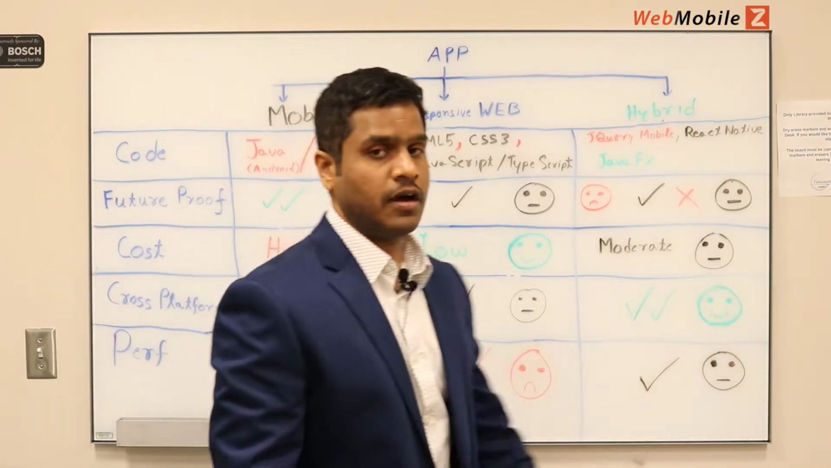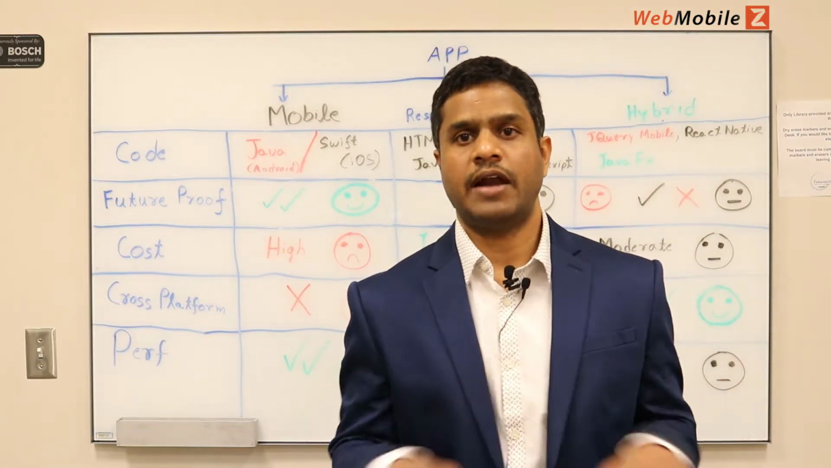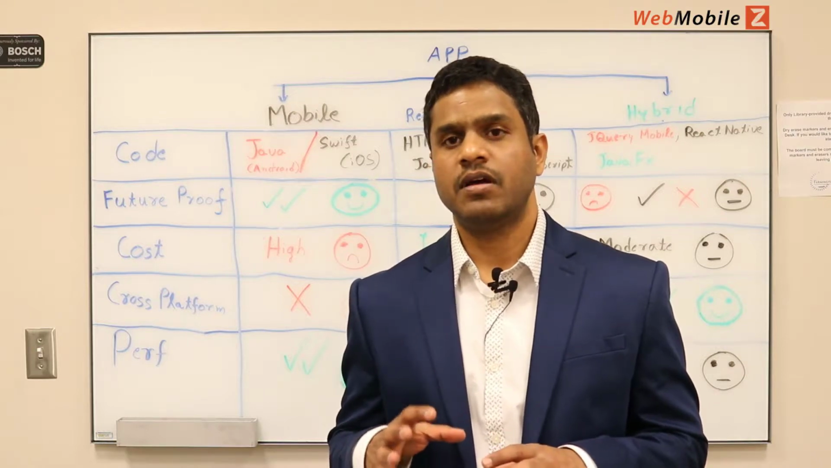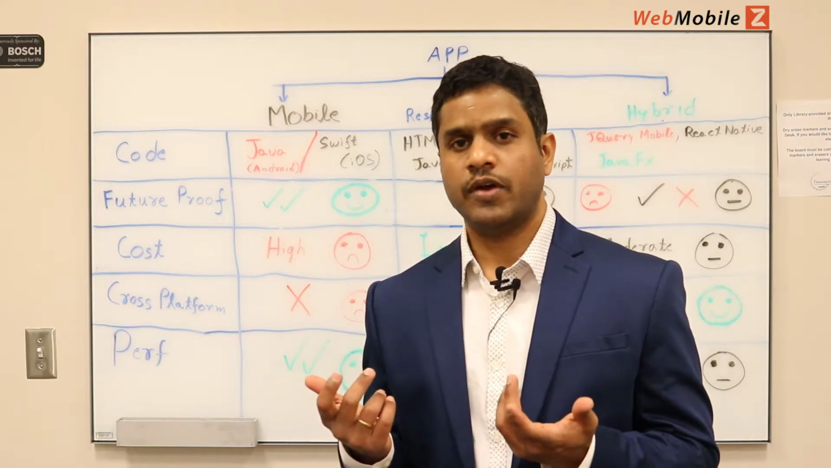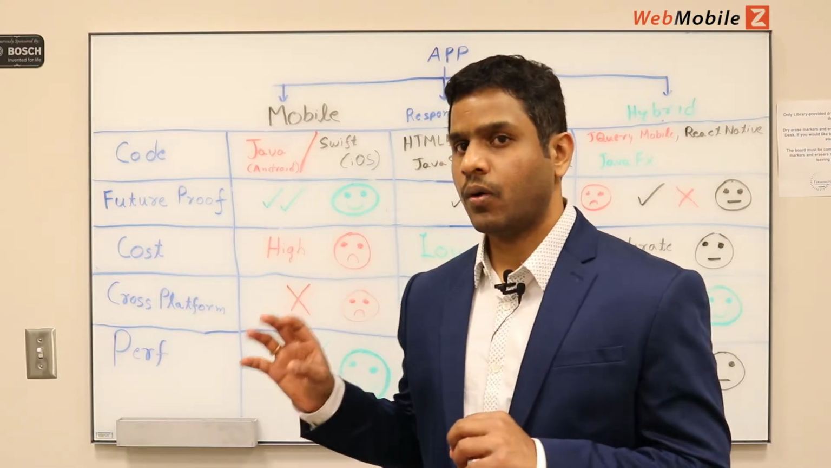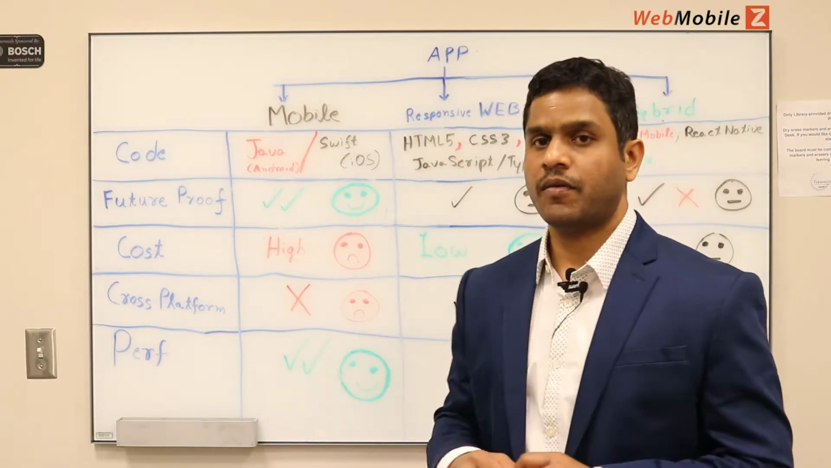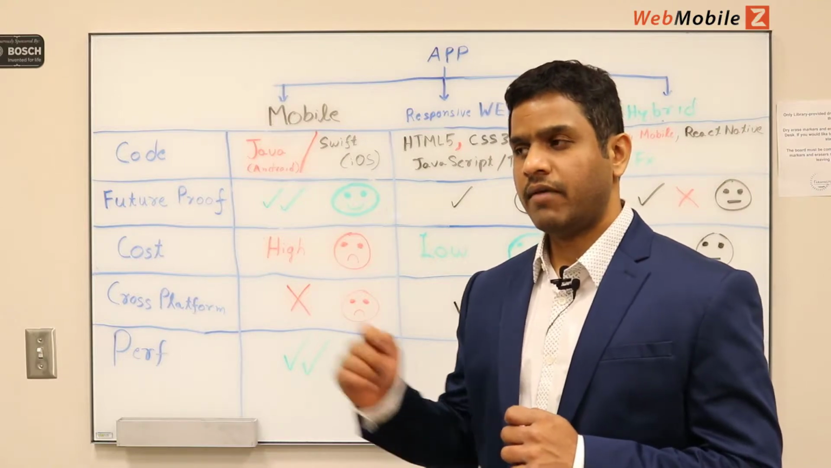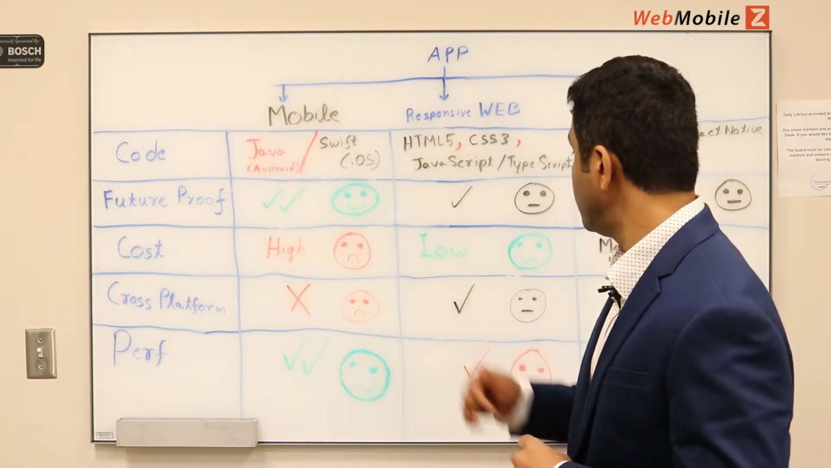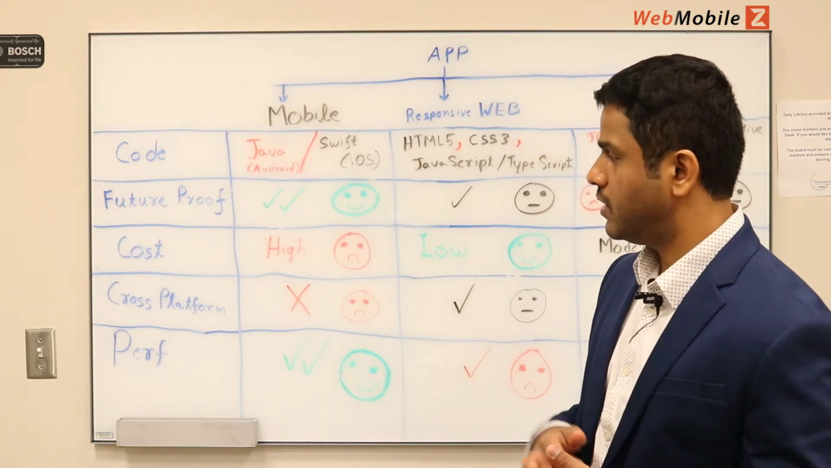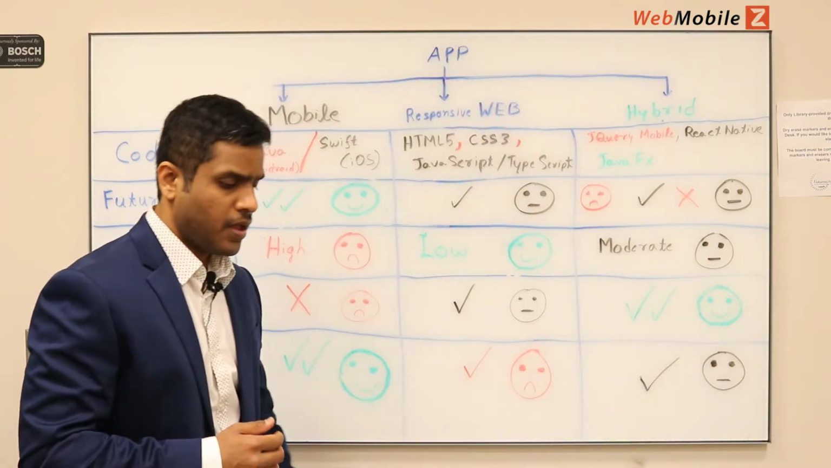And when it comes to performance, obviously the native apps beat the other paradigms hands down, because native apps are generally developed using Java or Swift, and these languages are optimized for the core of these operating systems. So these native apps really shine when it comes to performance. And if you have to use some hardware features, I think it's better to go with the native app than any other approach.